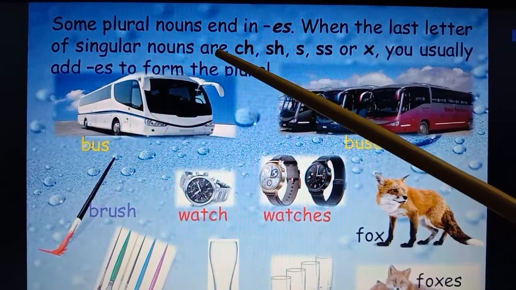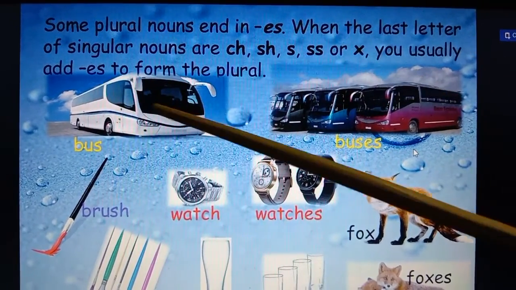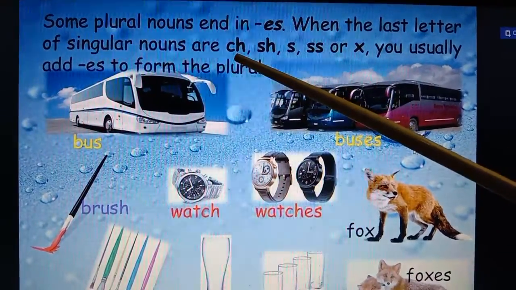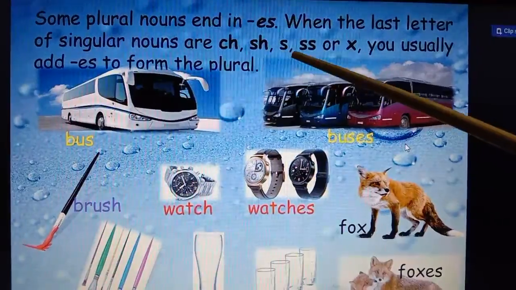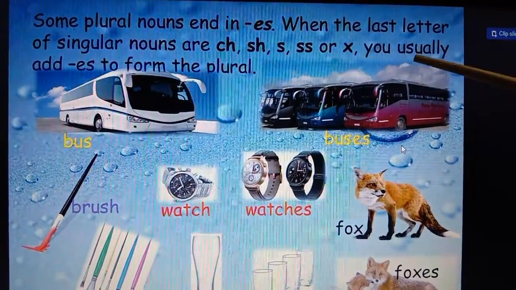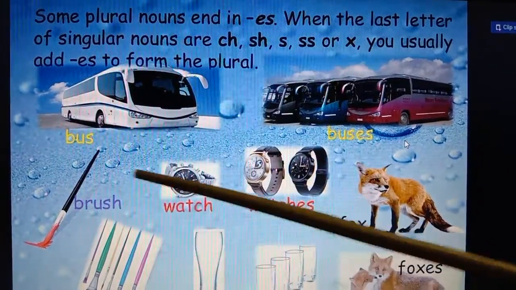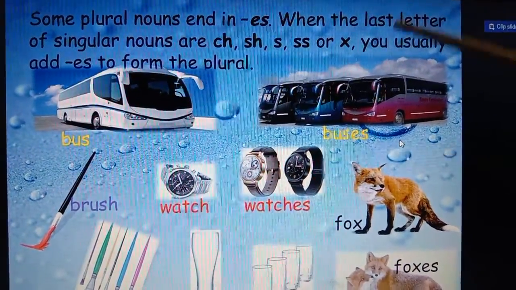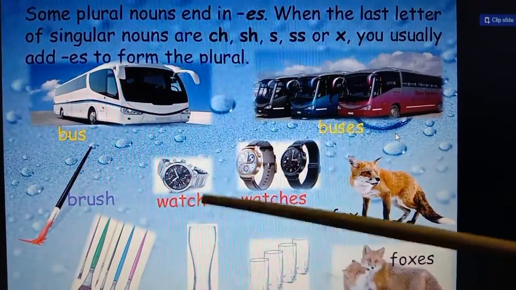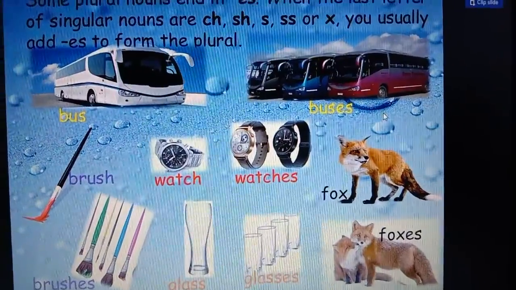Some plural nouns end in es when the last letters of singular nouns are ch. When a word ends with ch, sh, s, double s, or x, we usually add es to form the plurals. For example, bus will become buses. What we added at the end of the word to make it plural is es. Brush, brushes. Watch, watches. Fox, foxes. Glass, glasses.